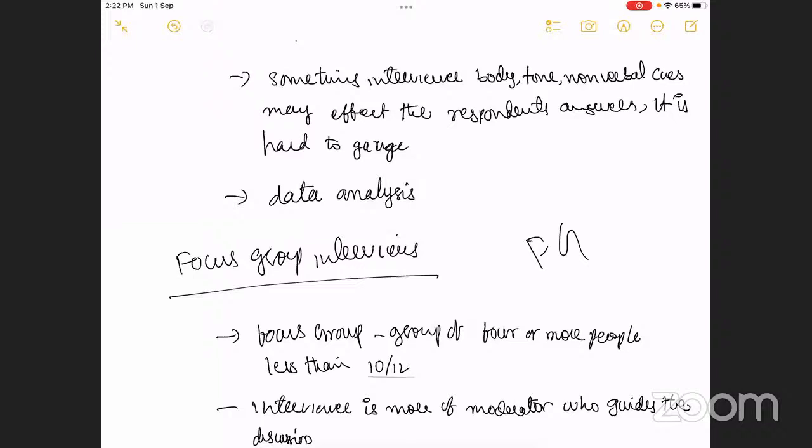You are the researcher or interviewer, and you are asking a group of 10 people. Sometimes you pose one question to one person, and this question is also responded to by another person in the group.